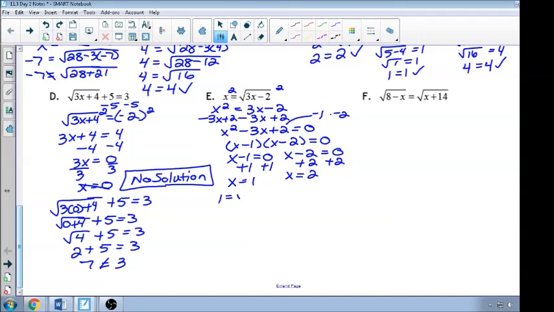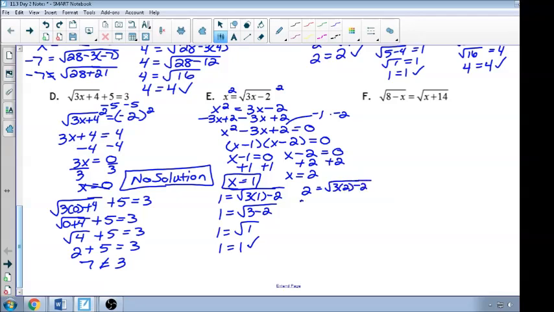So 1 equals the square root of 3 times 1 minus 2. 1 equals the square root of 3 minus 2. 1 equals the square root of 1. So 1 does in fact equal 1. Meaning my answer is good. I'm going to go ahead and put 2 in for all the x's. So 2 equals the square root of 3 times 2 minus 2. 2 equals the square root of 6 minus 2. 2 equals the square root of 4. 2 equals 2, which is also true. And I am done. Both my answers are good.